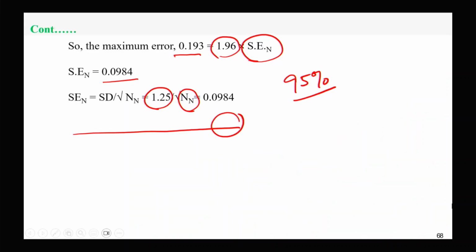Now if you see here, this is the value, the new standard error. What was the new standard error?